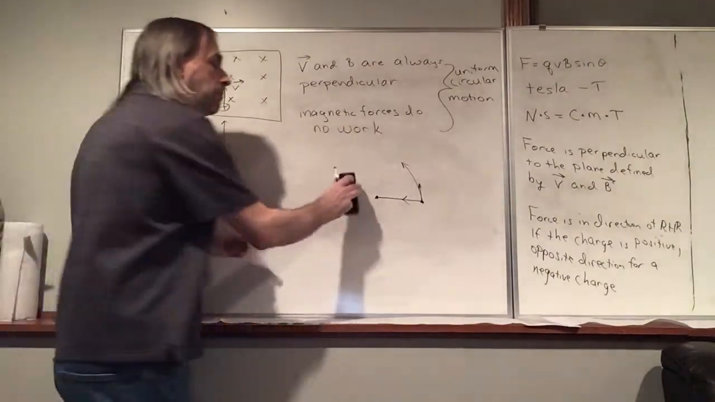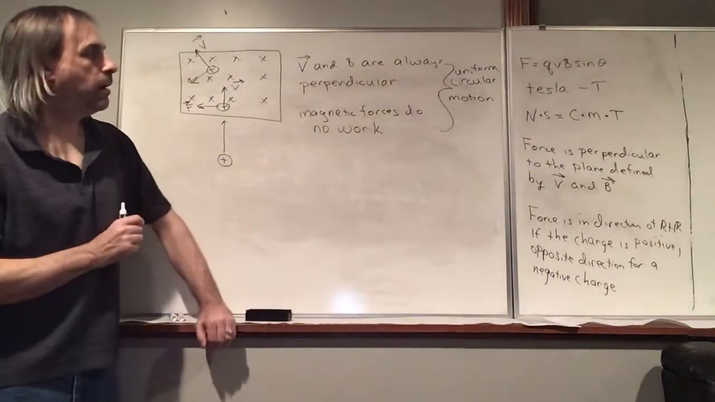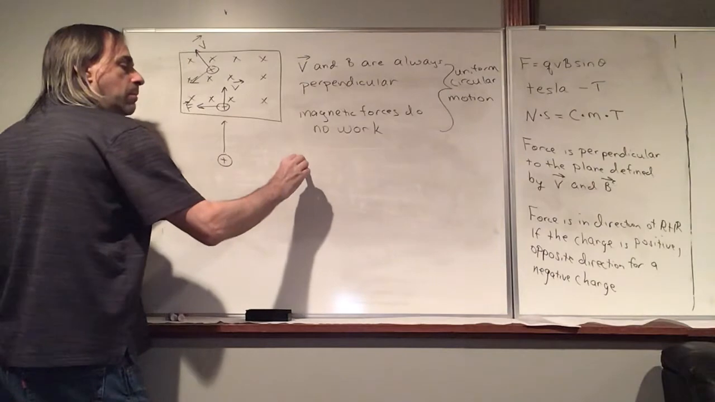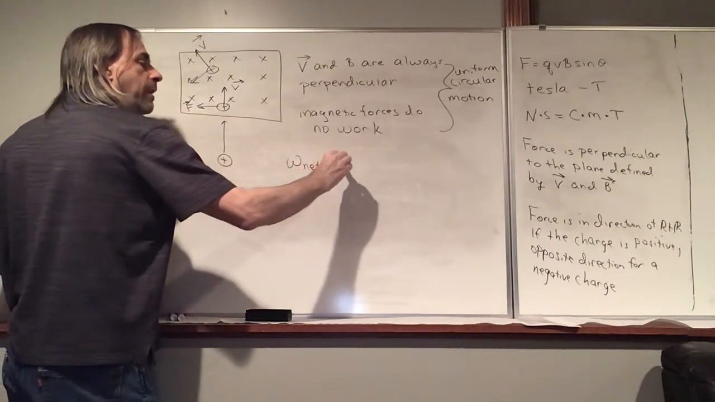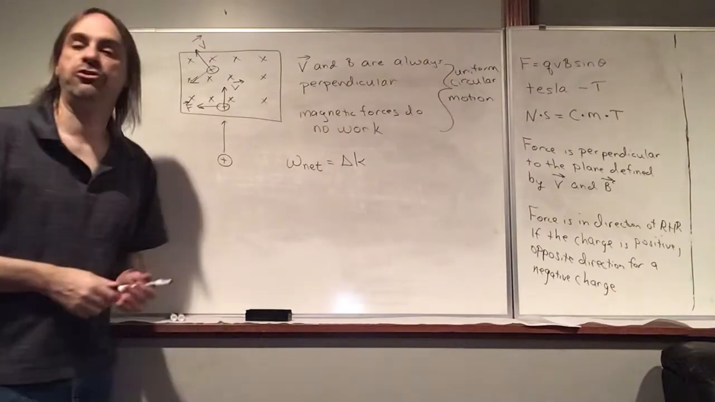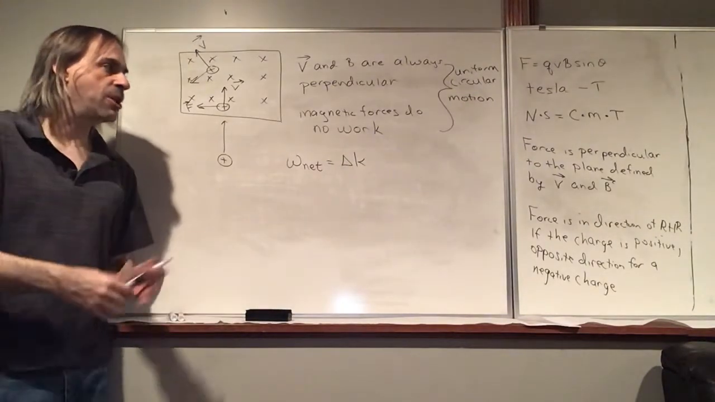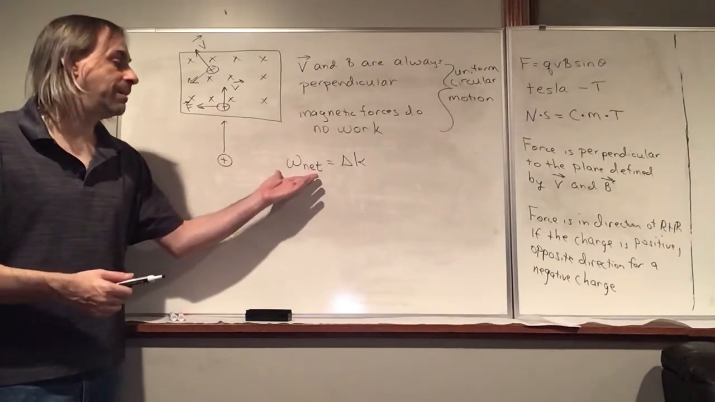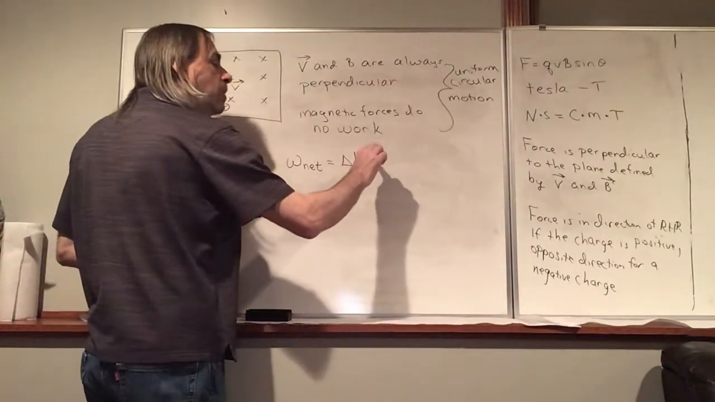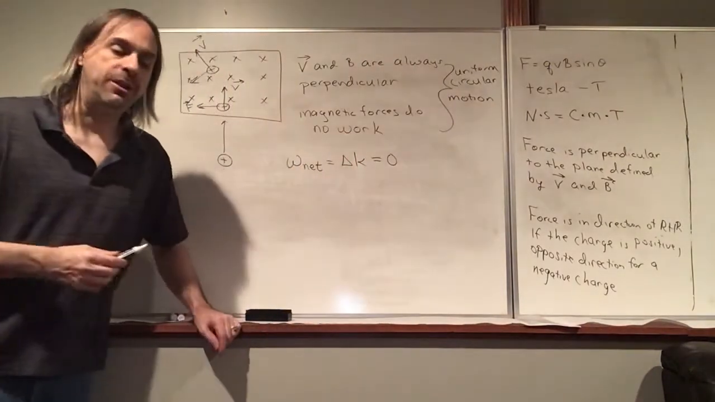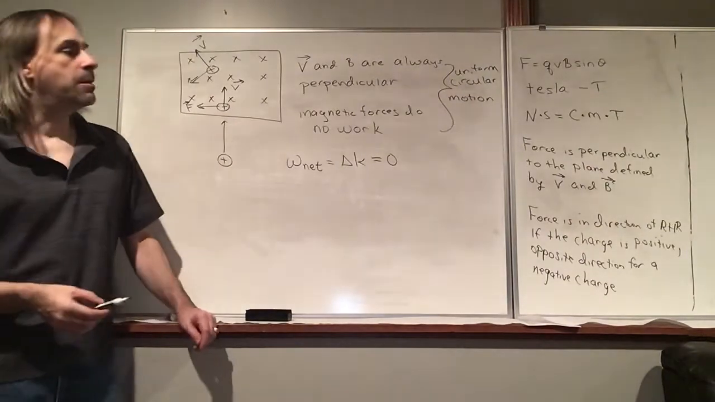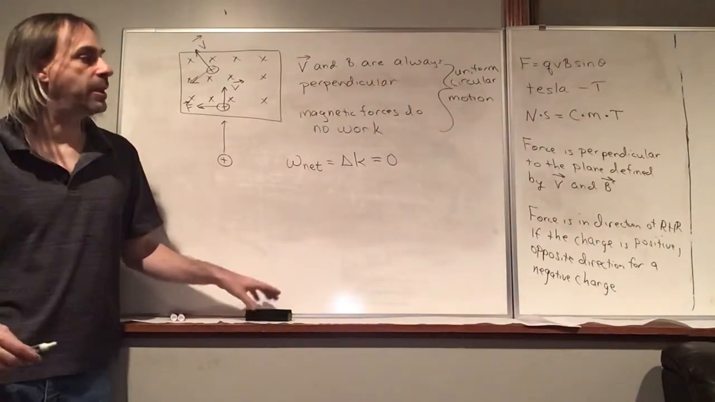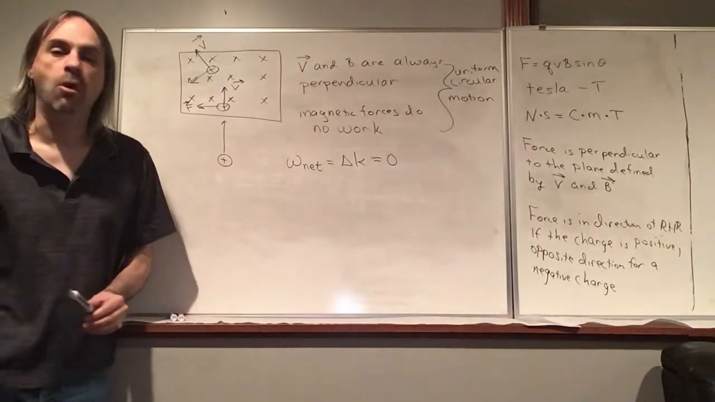Oh yeah, so I mentioned that magnetic forces do no work. Remember the work-energy theorem, where the net work done on an object is equal to the change in kinetic energy. Say there's no other forces involved. If only the magnetic force is acting, well, the net work would be 0. That means no change in kinetic energy, which means we're moving at a constant speed. So we have constant speed and the force always perpendicular to the direction it's going. You put those together and you have uniform circular motion.